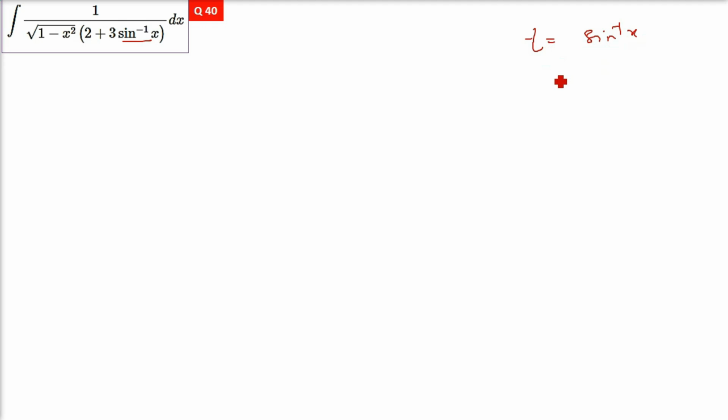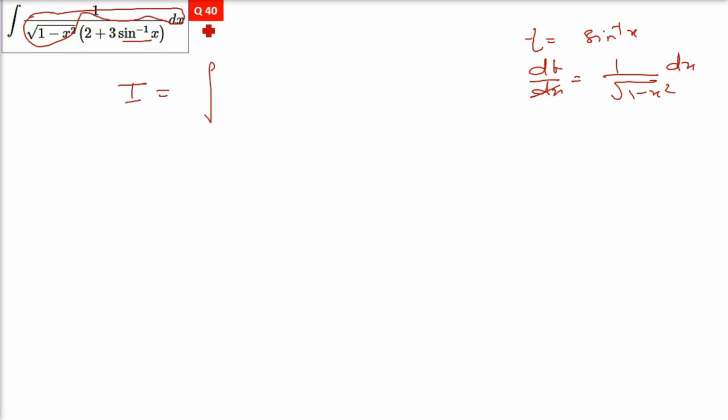When we put t equals sine inverse x, dt by dx will be equal to 1 by under root 1 minus x square, and this dx goes here, so you'll get this part, this part you already got through dt. This integral will be, this is dt, and since we are at the 40th question, you are aware how to solve this. What is the result? So 2 plus 3 sine inverse x will be t only.